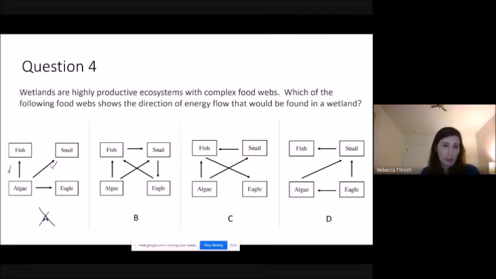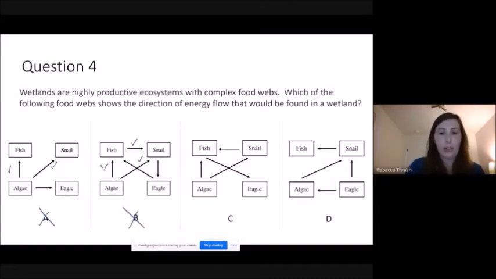Let's look at choice B. Again, algae to fish, that makes sense. Could fish potentially be eaten by snails? That's possible if they were decaying and the snails were eating them as detritivores. Could algae eat snails? That's true. Could an eagle eat a snail? I don't know, maybe. But let's look here. Eagle to fish. Are fish going to be directly preying on eagles? Not likely.